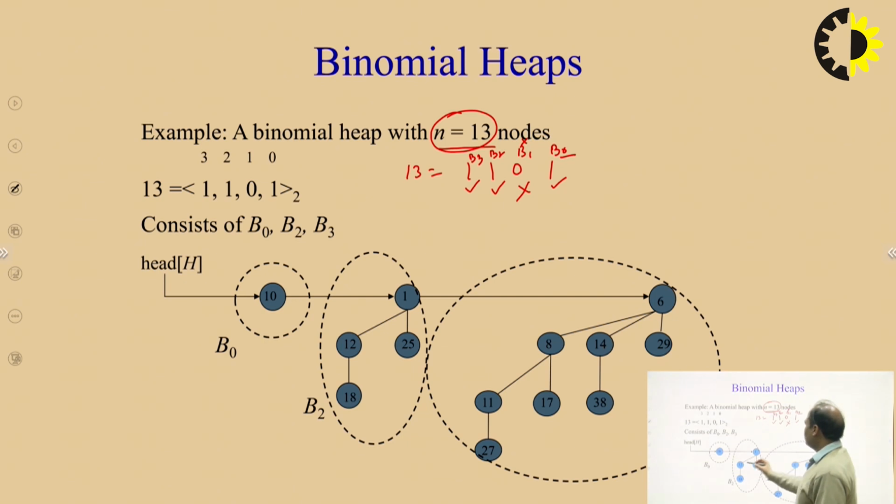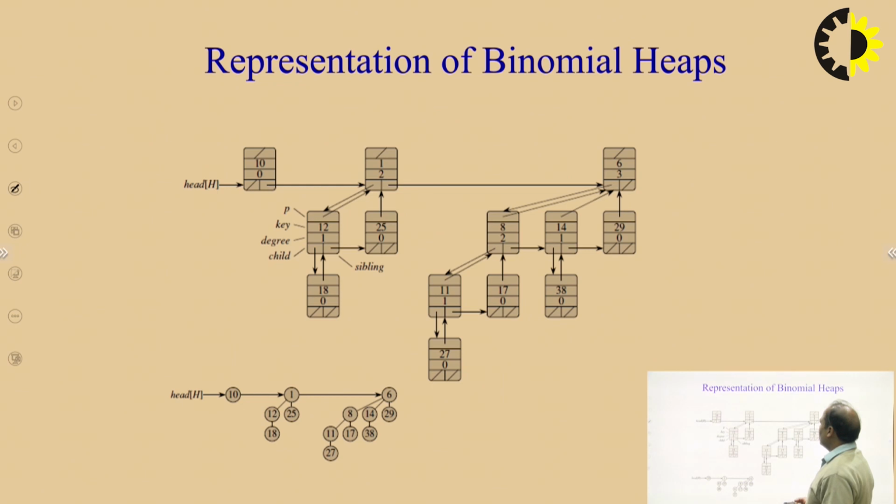So if you have 13 nodes, you cannot see B1. You have B0, then one is missing, then B2 is present, and then B3 is present, right? This is actually the property of the binomial heap. From the number itself, you can see which tree is present and which is not. Clear?